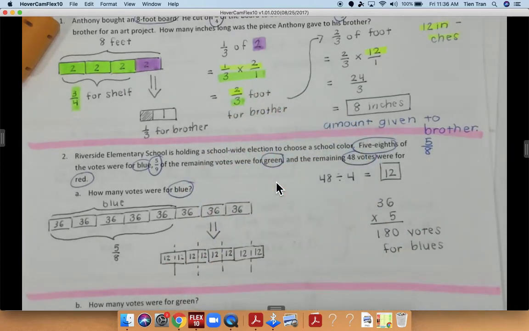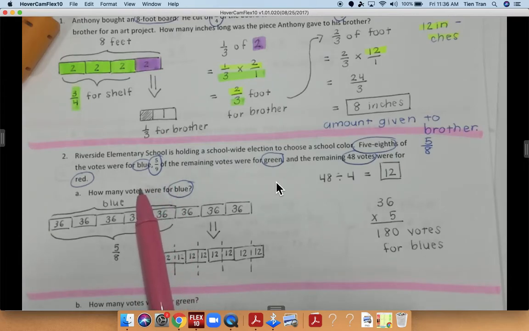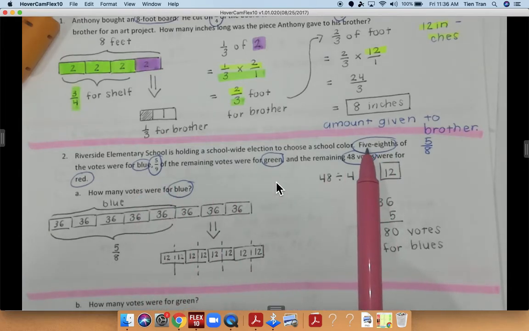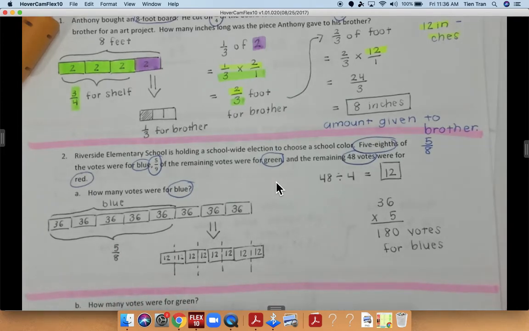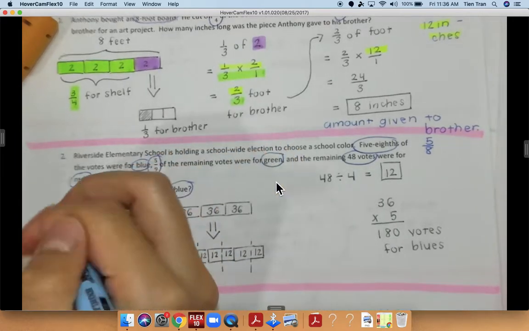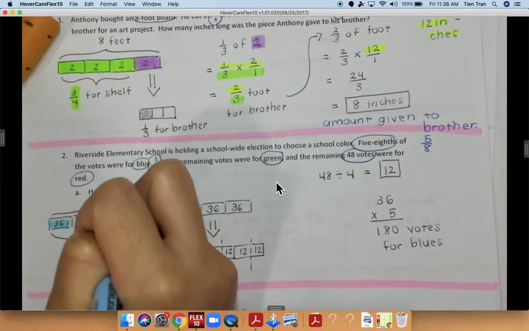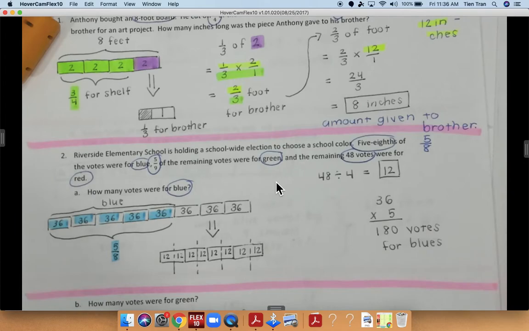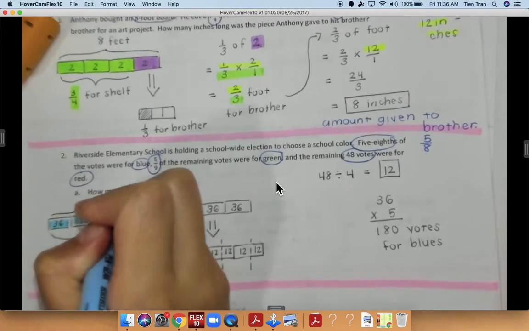How much was voted for blue? I know that overall there are 48 votes. I know also that there are 3 colors, but I'm specifically looking at the amount for blue. And it says right here, 5/8 of the votes were for blue. So taking that number, 5/8, looking for a blue highlighter, 5/8 were blue. So we have 1, 2, 3, 4, 5. So that's the 5/8 that were labeled blue.